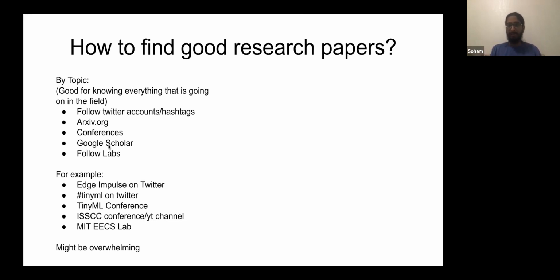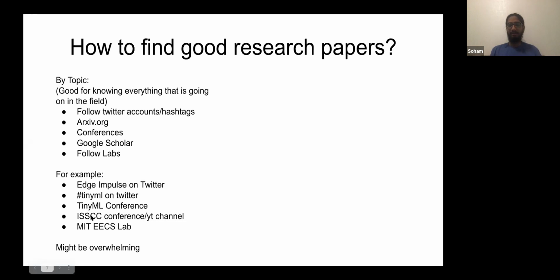Google Scholar is also a good way to find research papers by topic, and you can also follow research labs. That could be in a university or even in industry, like Google Brain or DeepMind. So these examples are for edge computing. Edge Impulse is a really good Twitter channel to follow. Hashtag TinyML on Twitter is also really good. There's also a TinyML conference, and as far as I know, it's the only conference that is focused on TinyML. So you can take a look at that.